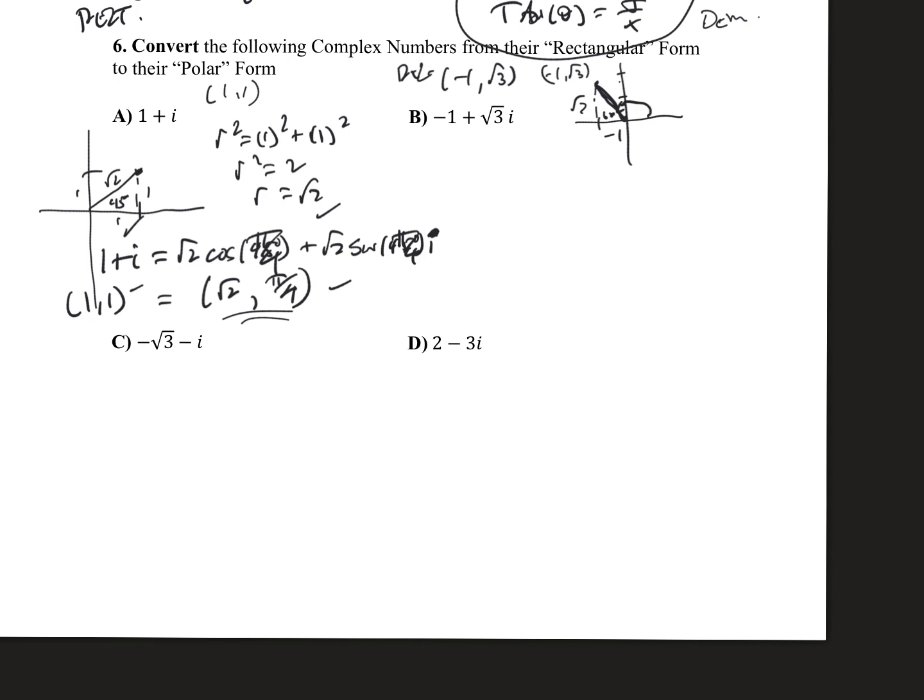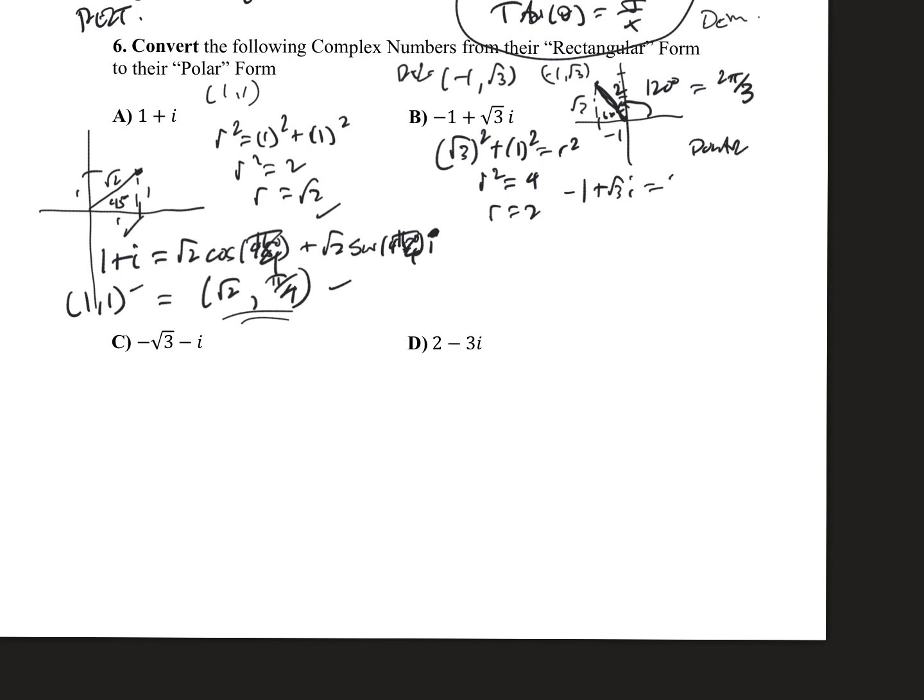So the angle I have is 120 degrees, or in radian mode, we know that to be 2 pi over 3. And the radius is 2. And again, that can be verified. The square root of 3 squared plus 1 squared equals r squared. So r squared basically equals 4. So r equals 2.